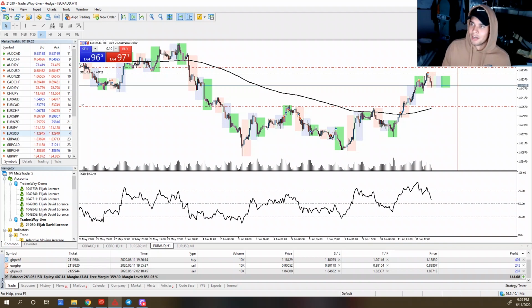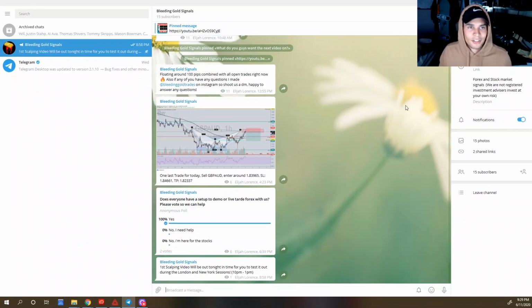Our trades are 140 pips up, so that's looking good. All 4 trades in the green. That's a nice day.